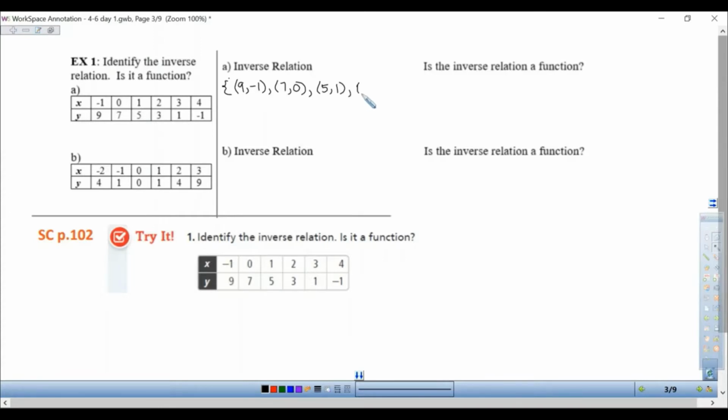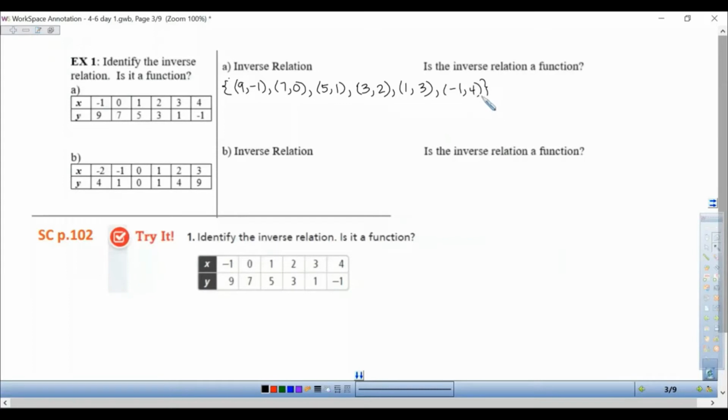The next point is (2, 3). So if I switch that, it's (3, 2). My next point is (3, 1). So if I switch that, it's (1, 3). And then my final point is (4, -1). So if I switch that, it's (-1, 4).